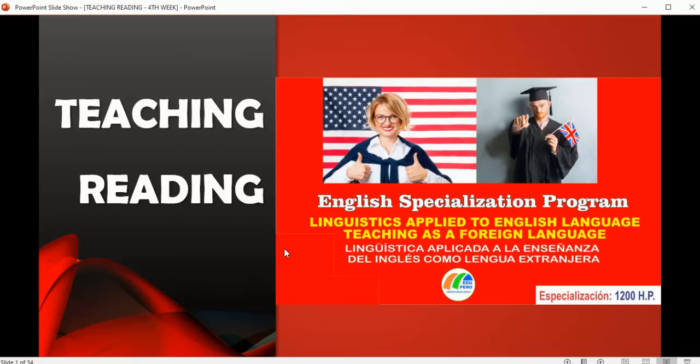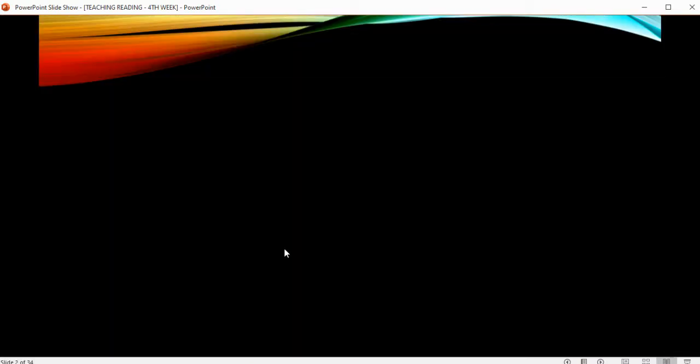So today we are going to continue talking about the skill related to reading, teaching reading. First of all, we are going to make a fast review about what we did in the last session. On the last session, we talked about some strategies and some activities that we are going to do in the three stages that we have in a reading lesson.